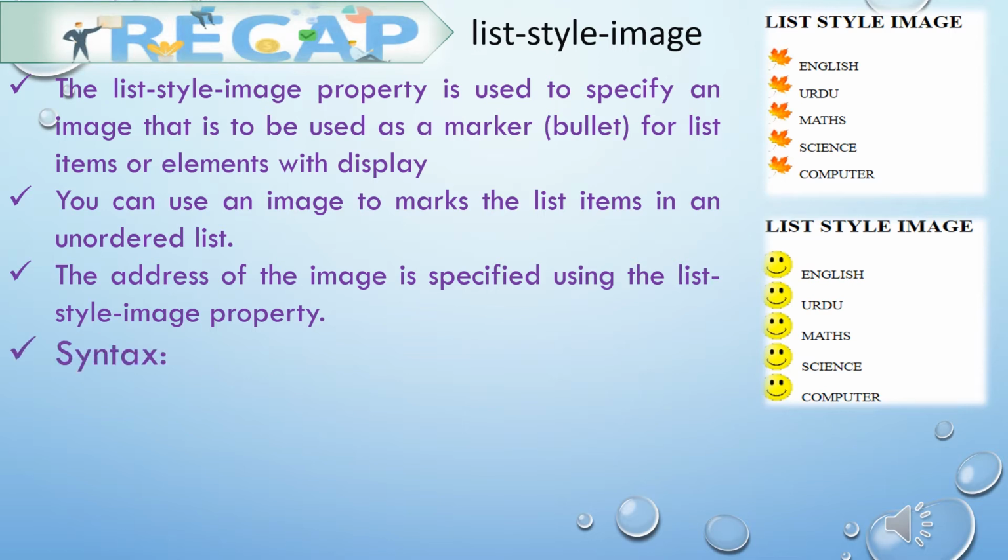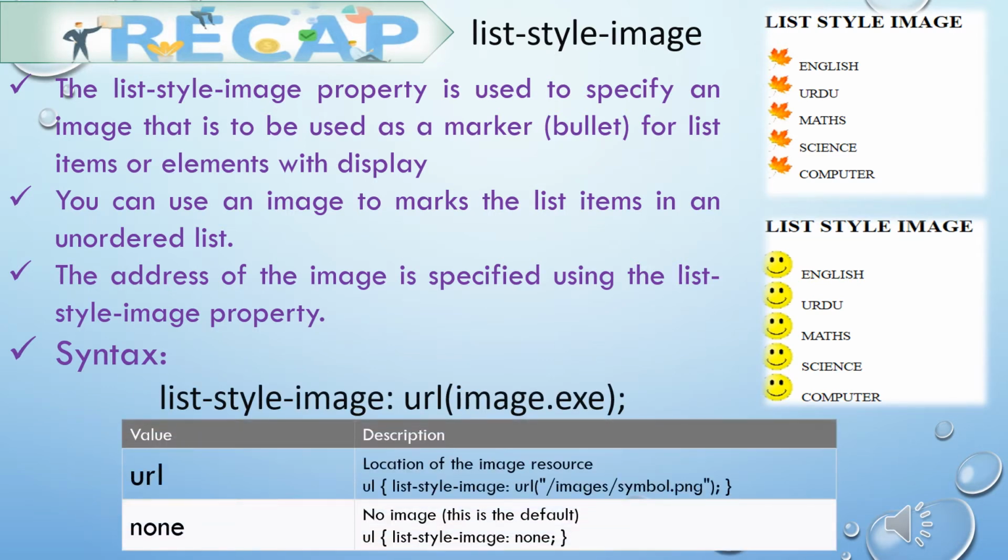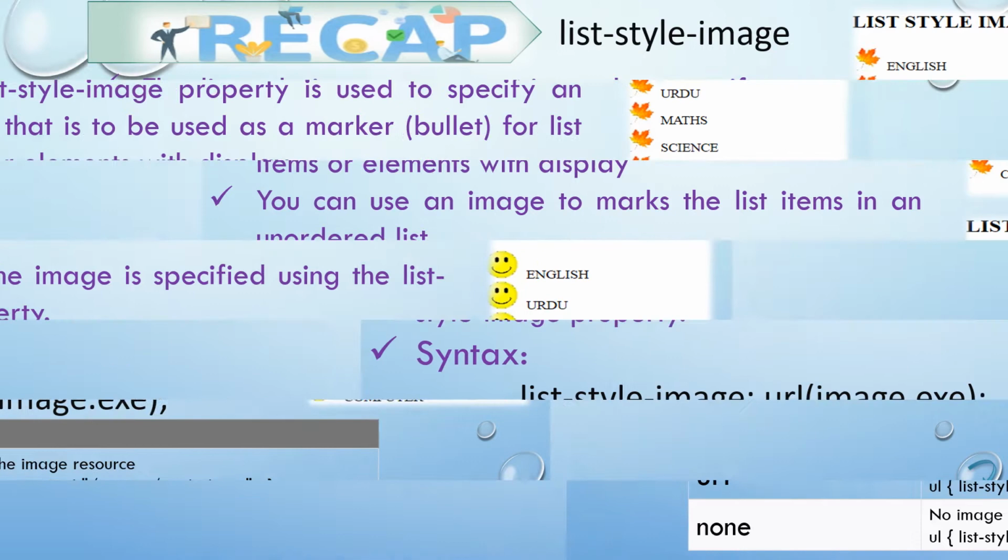The general syntax of list-style-image is list-style-image: url(image.extension), where URL identifies the location of the image resource. None means no image, which is the default value. Hope you had practically exercised list-style-image at home.